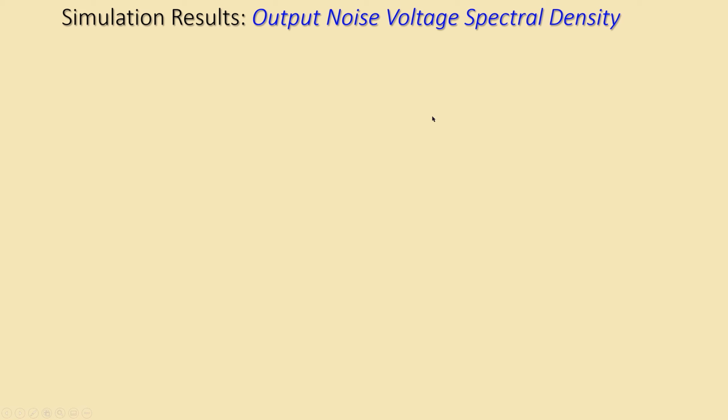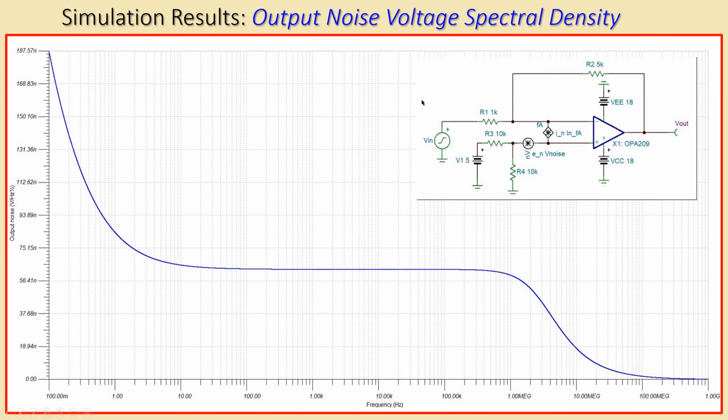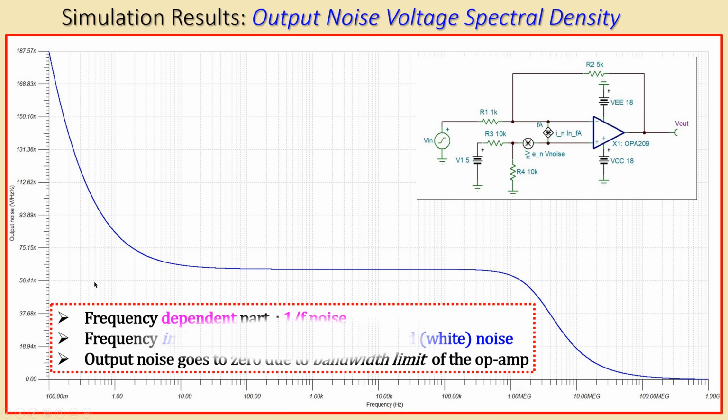Now we have also the output noise voltage spectral density, which is of course the result of the input noise voltage spectral density. This is in this plot. You can see directly that it is much larger because we have a noise gain of 6. Again, we have a 1 over f noise part, we have the broadband part, and we have a different part which will then approach a 0 value for the noise. So what we have is a frequency dependent part, 1 over f noise again. We have the frequency independent part, which is the broadband noise or the white noise part. But we have also that part that goes to 0, that is due to the bandwidth limit of the op-amp.